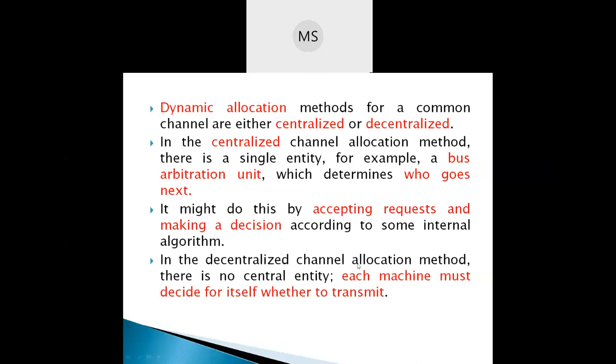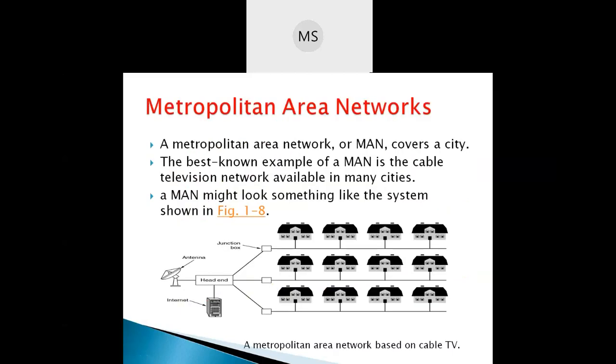Whereas in the decentralized channel allocation method, there is no central entity. Each machine must decide for itself whether to transmit the data or not. So that's what we discussed about the LAN part, the local area network.